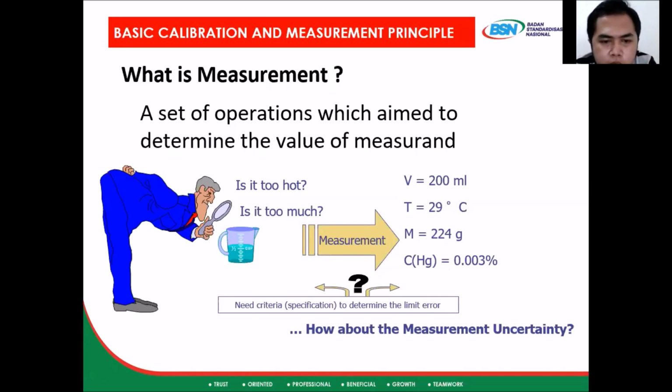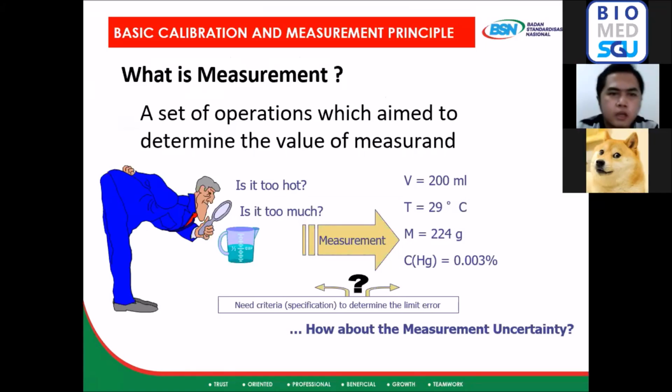And we need some criteria or specification to determine the limit error, which usually comes from the standard. I mean the ISO or something. I mean they are already the standard from the document standard, not the equipment.